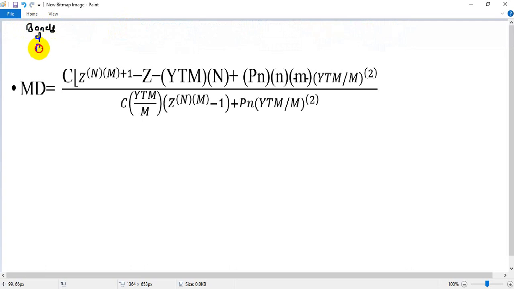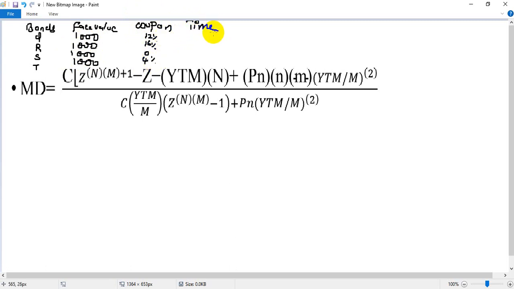Q, R, S, T. Face value: 1000, 1000, 1000, 1000. Coupon: 12%, 0, and 4%, I'm just writing it down.